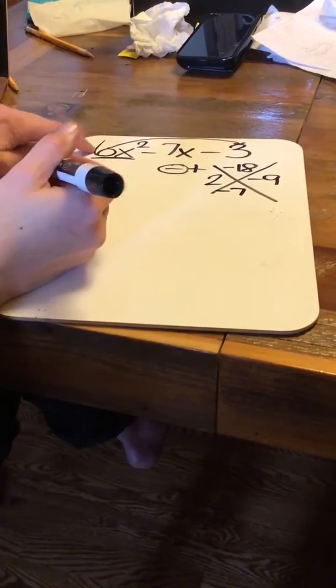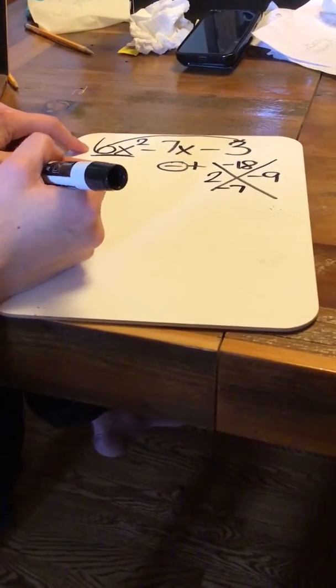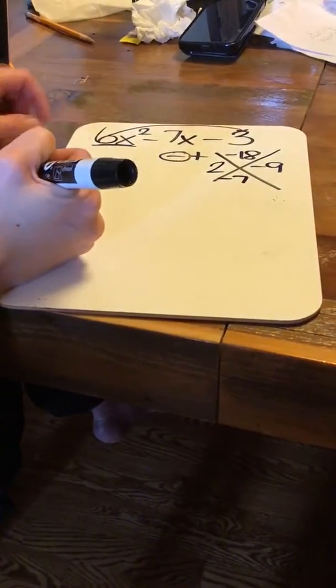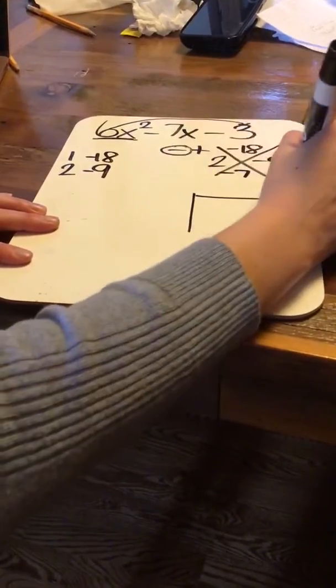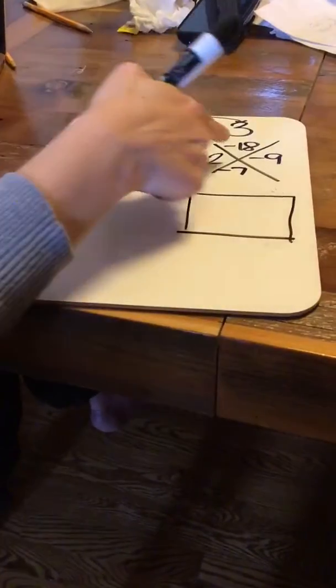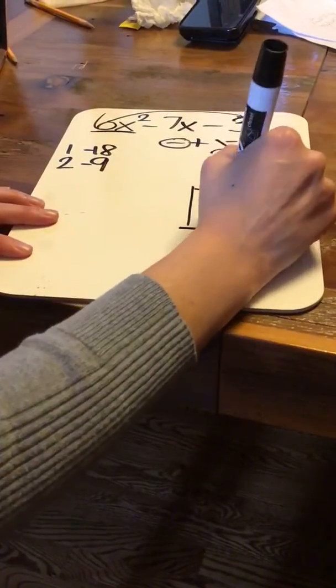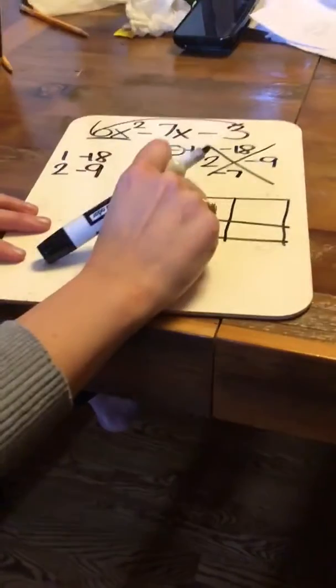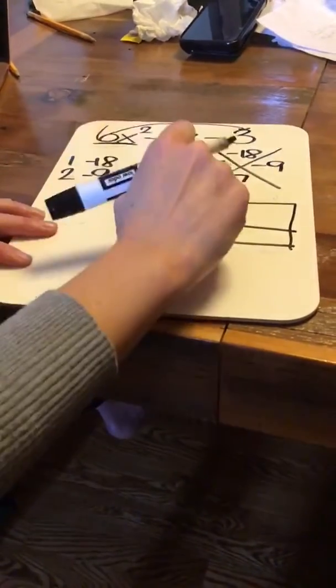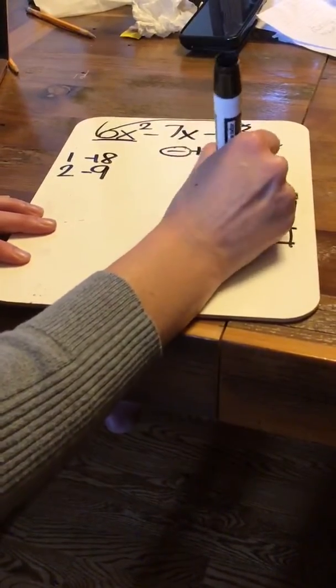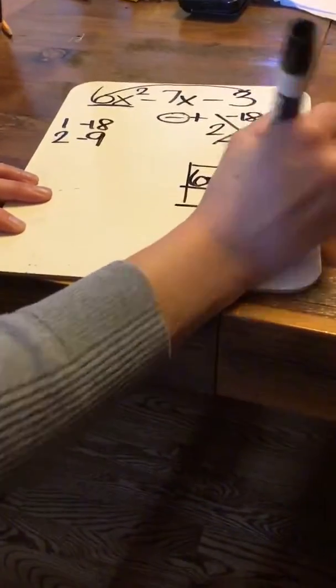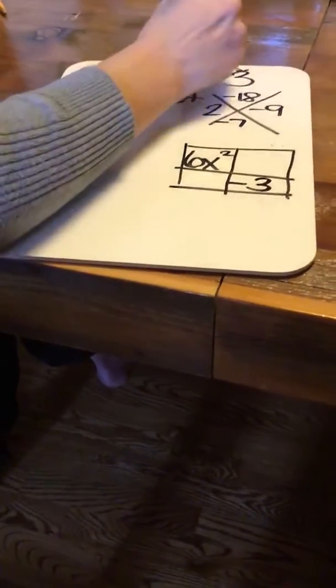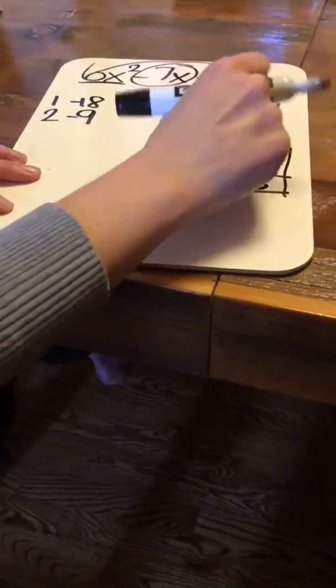So anytime you have a number in front of your x squared other than 1 that you cannot factor out as a greatest common factor, you have to move on and do a box. You never thought you'd be doing X box in math, did you? So here's your box. Remember, your first term is going to go in the first box. So first term, first box, 6x squared. Your last term is going to go in the last box. Last term, last box.